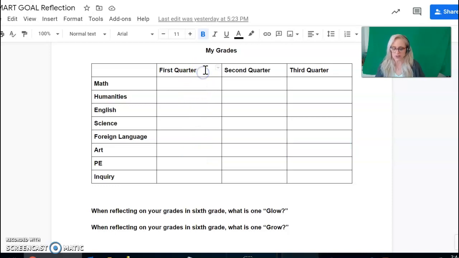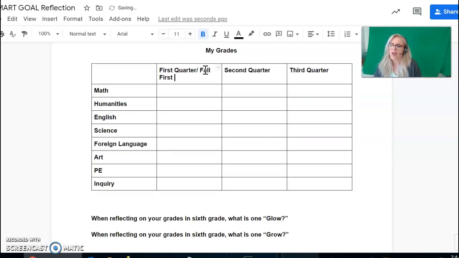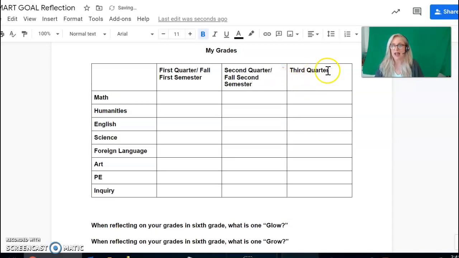Now, the first quarter in report cards, because remember we're sharing with a high school, is called Fall First Semester. The second quarter is called Fall Second Semester. And the third quarter is called Spring First Semester. Now, if you are in University of Hawaii, that's already written. But for Sac State, that is not written, and there you go.